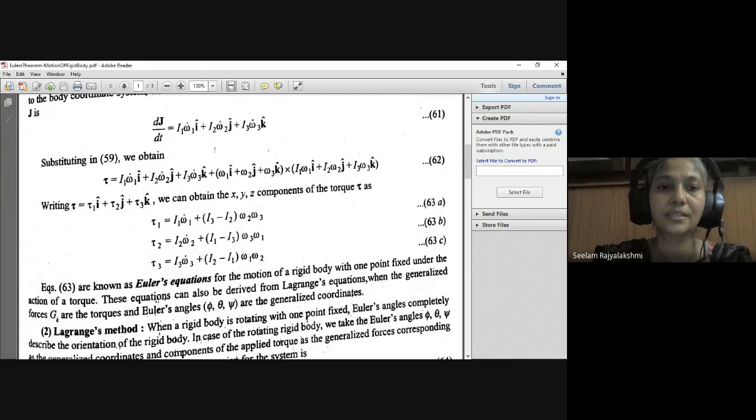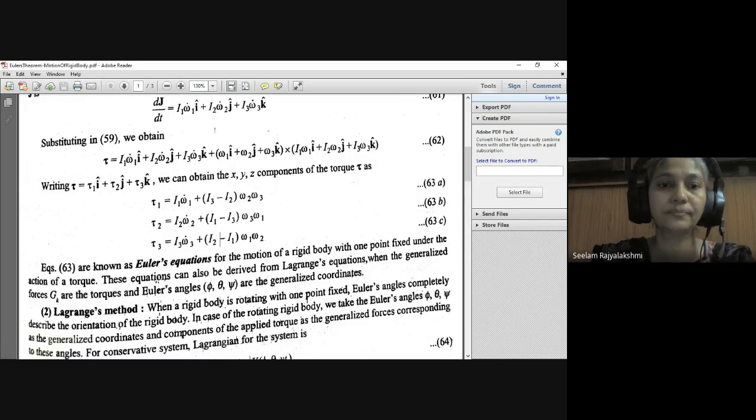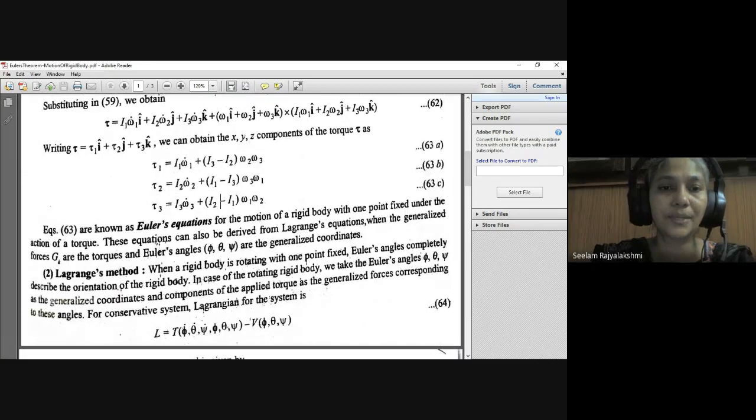So these equations are known as Euler's equations for the motion of a rigid body with one point fixed under the action of torque. These equations can also be derived from Lagrange's equations when the generalized forces Qk are the torques and Euler's angles phi, theta, psi are the generalized coordinates. And these are the Euler's equations of the motion of a rigid body with one point fixed under the action of torque. So this is the Newtonian method completed. Now let us see the next method, Lagrange's method.